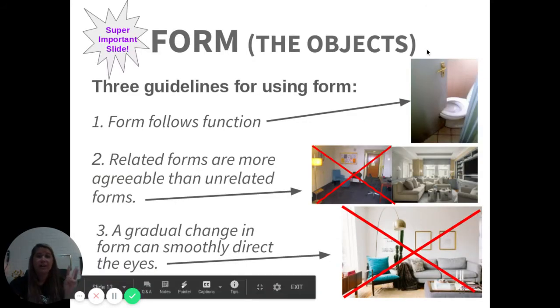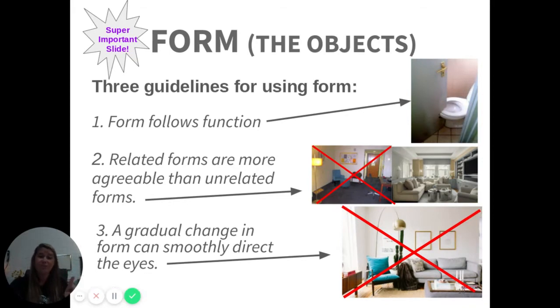Here are your 3 guidelines for using form. Very important. Form follows function. Whatever it's made like, it has a purpose for why it was made that way. For example, I just noticed this on my desk. That'd be a good example. This is a pill box. It is a form. It has all my vitamins and my prescriptions for the day. It has these easy little tabs. You just pop it and it pops open.